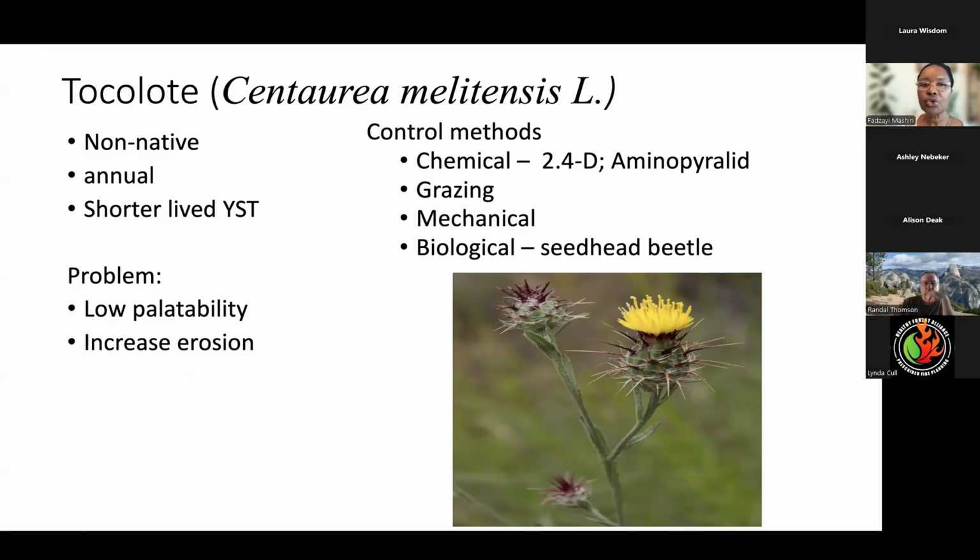And some of the controls that can be used include chemical tools like aminopyralid and 2,4-D. And then you can also graze them, just like what I was talking about, graze them earlier on with cows and sheep, because they won't be able to graze them when they've flowered and they have these thorns on them. But goats, you can use goats to graze at this stage and beyond. And also you can use mechanical tools and biological tools, like the seed head beetle.